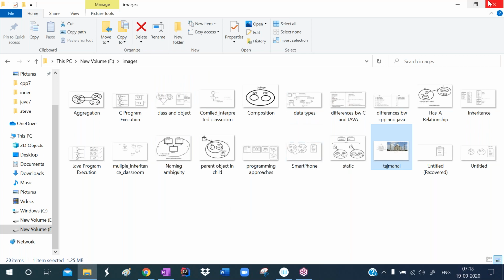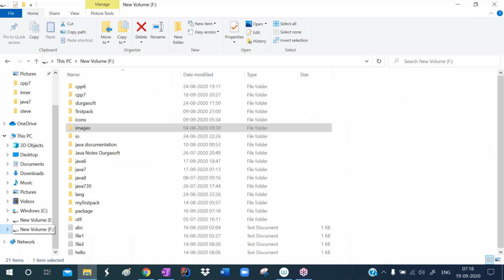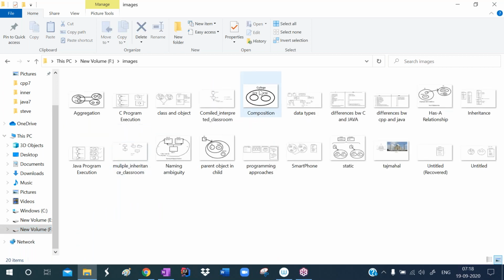If operating system is not there, you cannot create such types of folders like images, icons, C++ programs, Java programs. You cannot create folders like this. You cannot maintain files like this. And you cannot do anything with the computer.